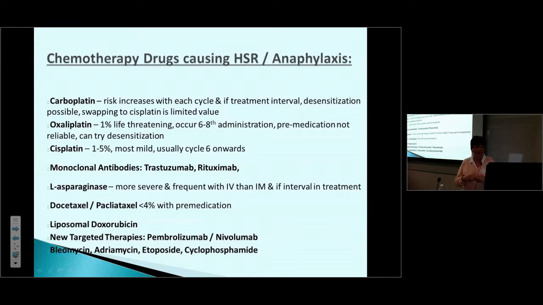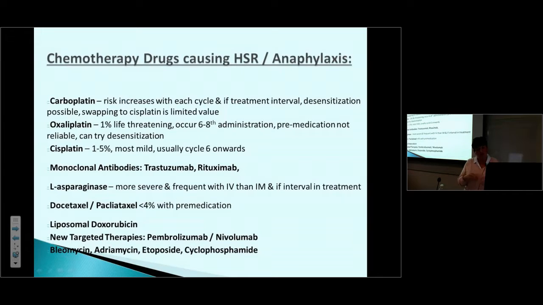Oxaliplatin would be the next one. 1% of patients will have reactions, and they can be life-threatening. Has anybody ever had a serious anaphylaxis to oxaliplatin? No, okay, we have.